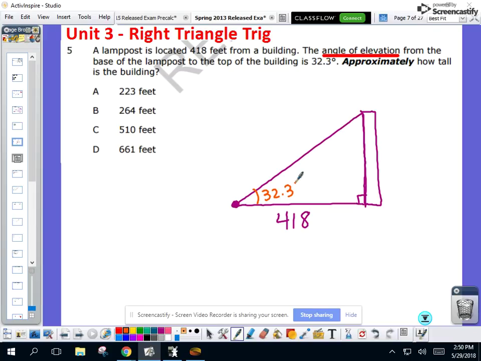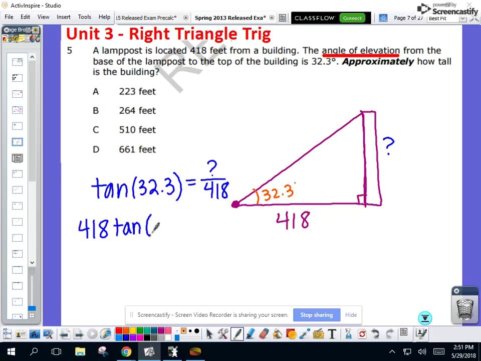We are trying to solve how tall this building is, or in other words, the height of the building. Using right triangle trig, or SOHCAHTOA as a lot of you call it, we have an angle, we have an opposite side and an adjacent side. So we would be using the trig function tangent. Tangent of 32.3 degrees is equal to opposite, that height of the building, divided by the adjacent side. Multiply both sides by the denominator 418 and enter this into your calculator. Make sure you are in degree mode when you do so. And the answer that you get should be B, 264 feet.